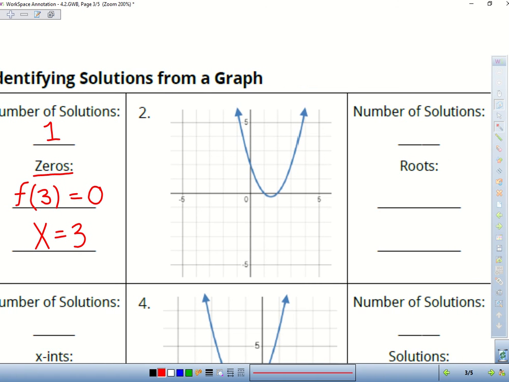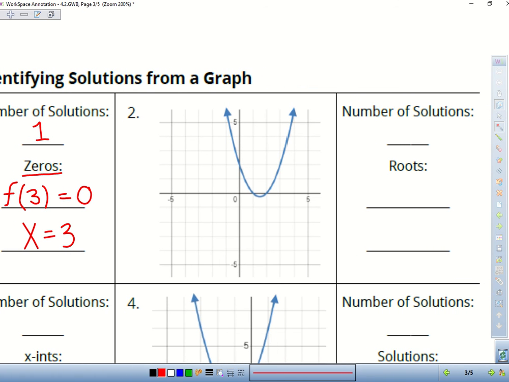The next one we're going to be doing is number 2. How many solutions do we have? 2. Good. And they want us to write it in the form of roots, so x equals. So what are our two solutions? 1 and 2. Good, 1 and 2. Does everyone see why they are 1 and 2 there? It's where they cross the x-axis.